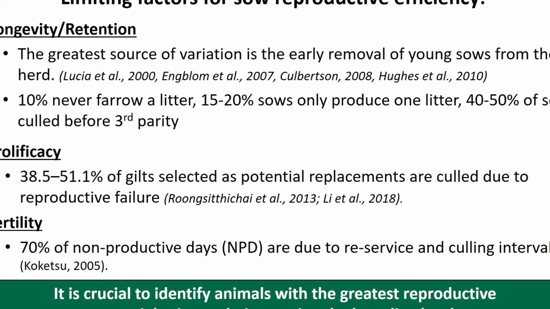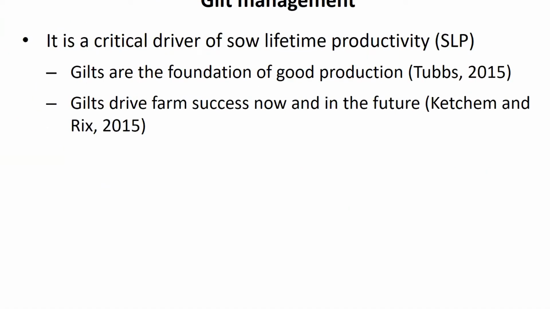I think this really strengthens our argument that it is crucial to identify animals with the greatest reproductive potential prior to entering the breeding herd. So this brings us to gilt management. I think gilt management is one of the critical drivers of sow lifetime productivity and efficiency of our herds. We know that gilts are the foundation of good production, and we know that gilts drive success now and in the future.